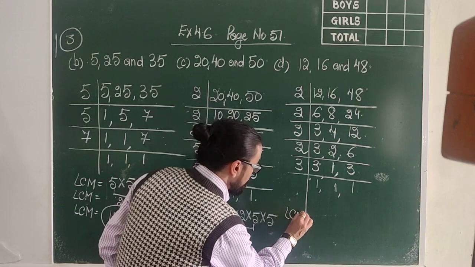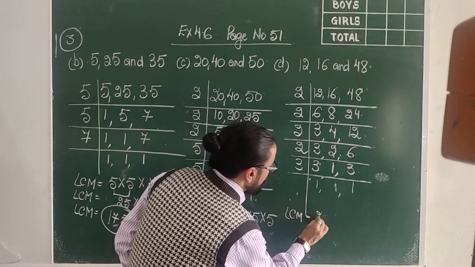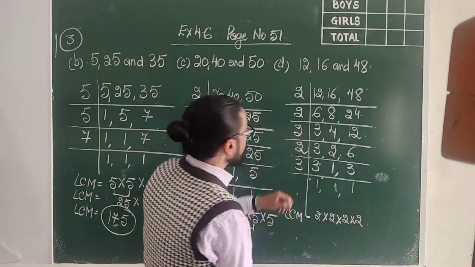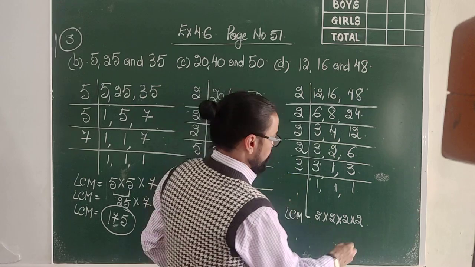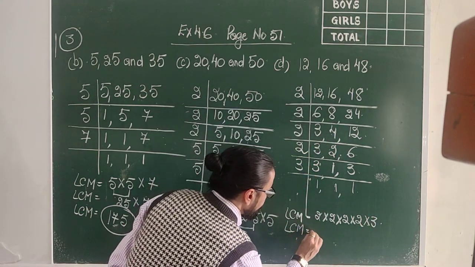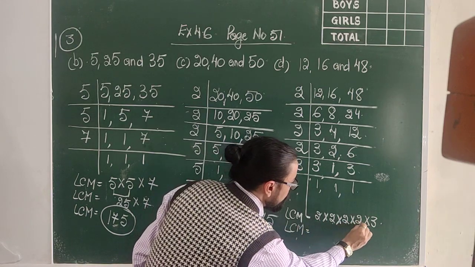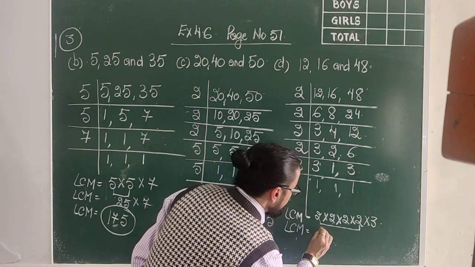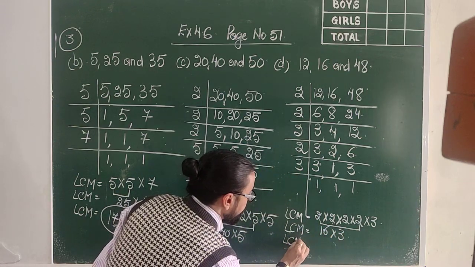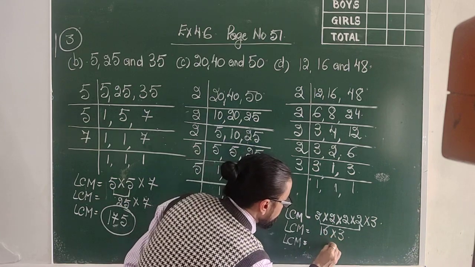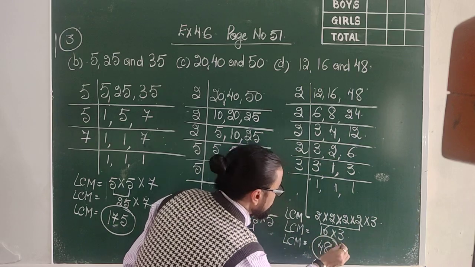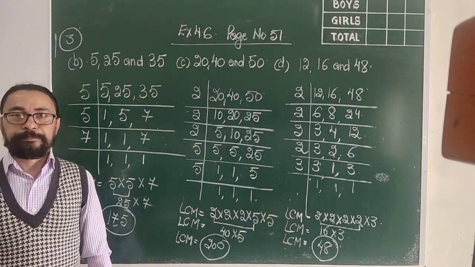So my LCM here would be 2 into 2 into 2 into 2, 4 times, into 3. So my LCM would be 2 2s are 4, 4 2s are 8, 8 2s are 16. 16 into 3. So my LCM would be 3 6s are 18, 3 1s are 3 and 1 is 4. 48 is my LCM.